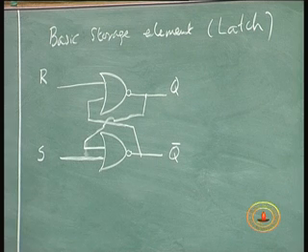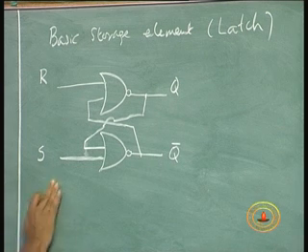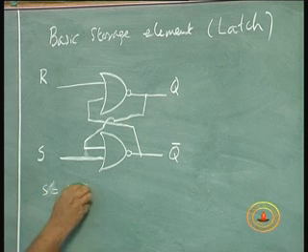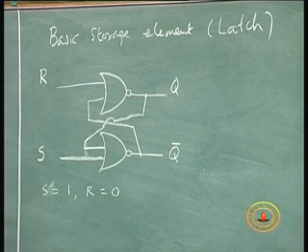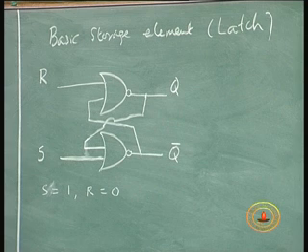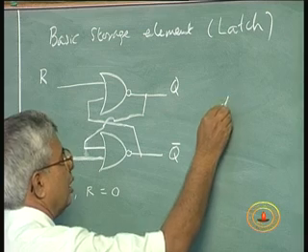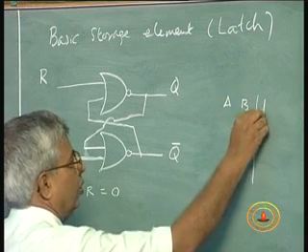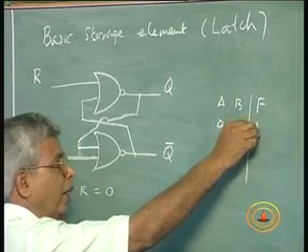So, let us now put S equal to 1, R equal to 0. I do not know what Q was, because earlier these gates could have been having any outputs. Irrespective of that, I am now going to introduce an input of S equal to 1 and R equal to 0. What is the truth table of a NOR gate? Let us write the truth table of the NOR gate. A, B, F. Both 0. What is the output? 1.